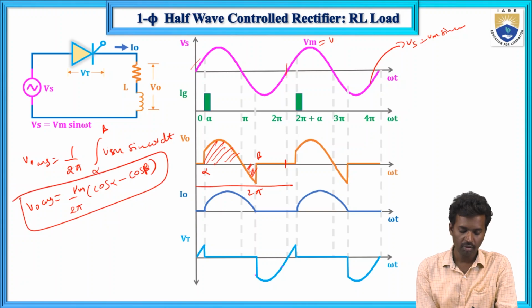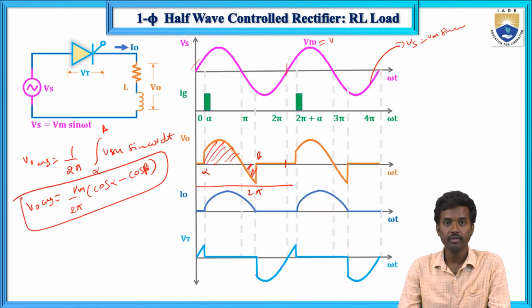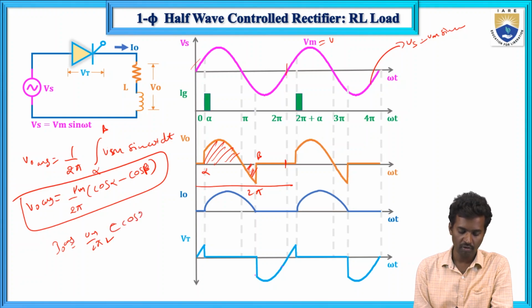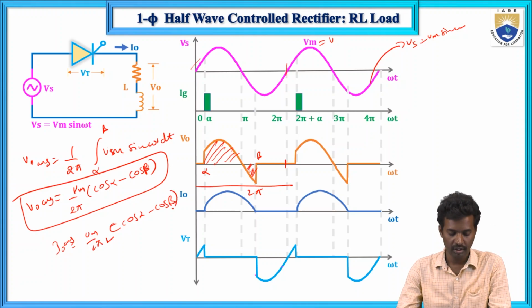And now what about the current equation? I naught equals to Vm by 2 pi R, that is V naught average divided by R, equals to cos alpha minus cos beta. So this is the current equation.